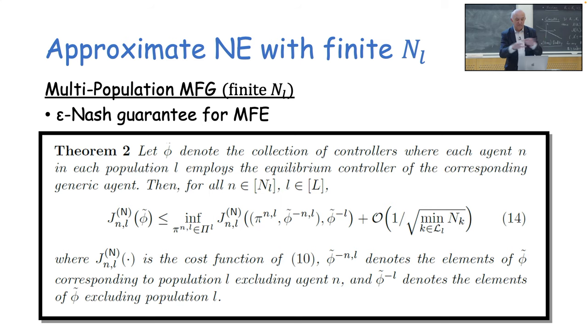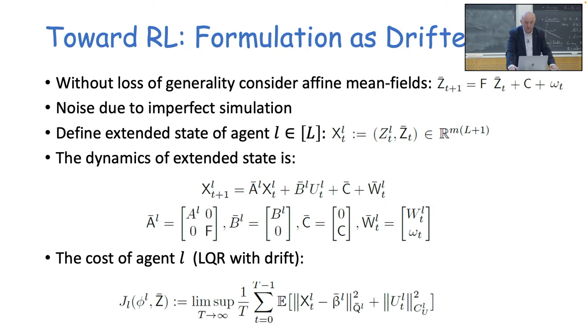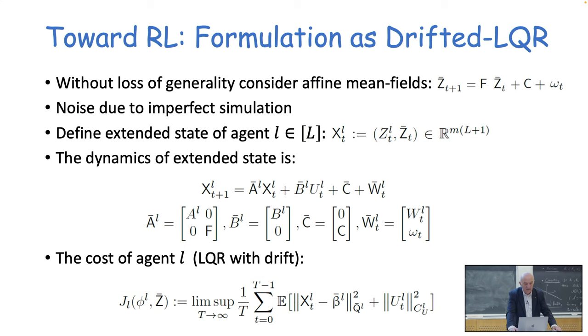So if all populations are of the same size, then this would be just a single quantity. Otherwise, if one population has only two agents, then this is not a good approximation. And so we do an RL on this. Let me tell you what the unknown quantities are here. The unknown quantities are F, we have to find what F is. C, we have to find what C is, and also the A's. We don't know the models, and then the B's.